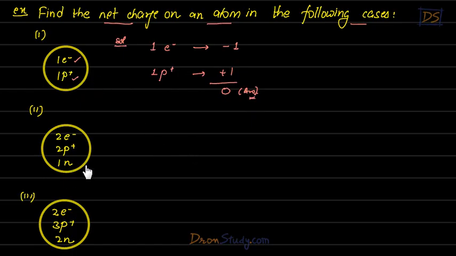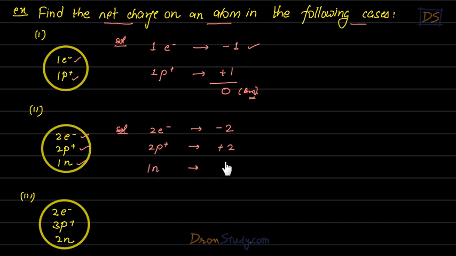Now we have to do the same thing here, students. Inside this second atom, we have 2 electrons, 2 protons and 1 neutron. We have to tell what is the total charge inside this atom. We have 2 electrons, so due to this we will have -2 charge, right? If we had 1 electron, we would have -1 charge as we had here. But here we have 2 electrons, so we will have -2 charge. Similarly, we have 2 protons, so we will have +2 charge. And on top of this, we have 1 neutron.